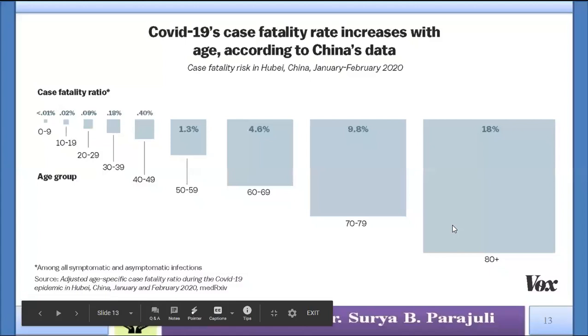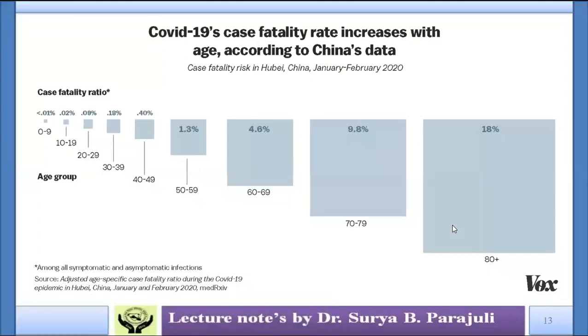Now, this is a real example. Currently we have the COVID-19 pandemic. It's a case fatality rate. What is case fatality rate? Case fatality rate means it's the killing power of the disease. It's also called virulence or fatality. It increases with age according to China's data.